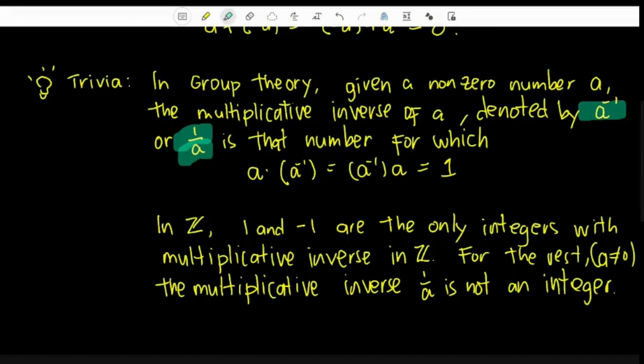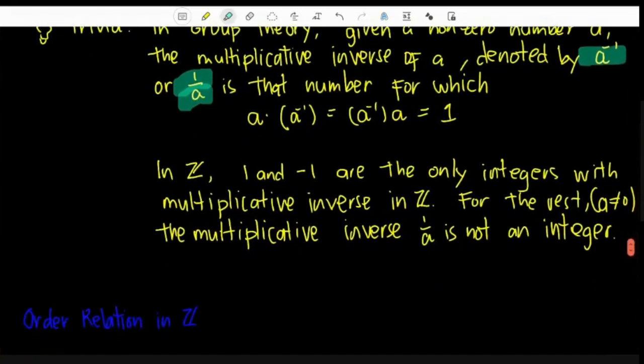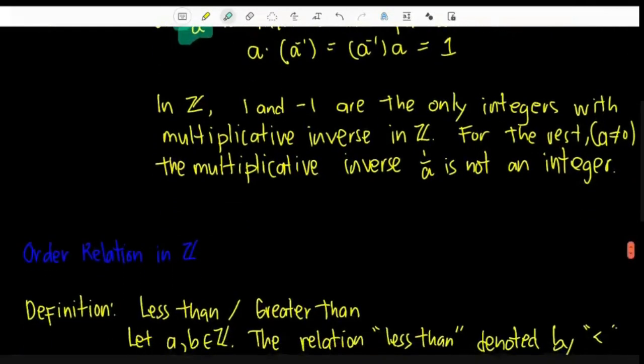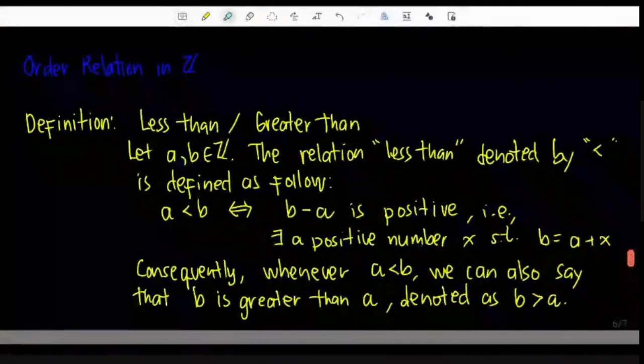Well, in a bigger set, for example, in Q, it has a multiplicative inverse. But since we're only talking of the set of integers, as an element of the set of integers, it does not have a multiplicative inverse.